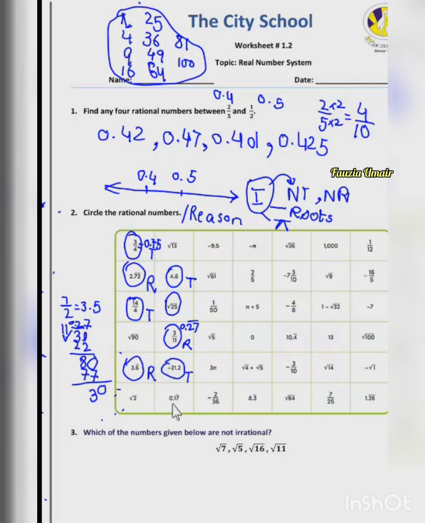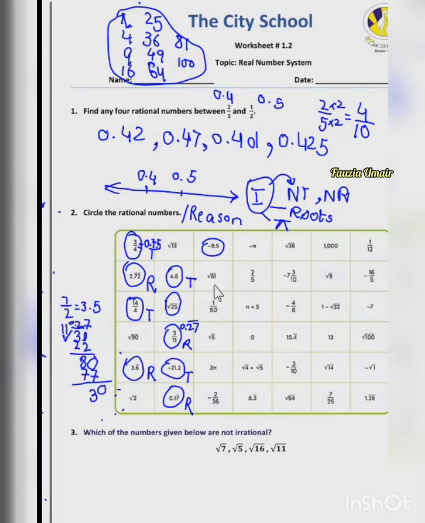Next is 0.17 with a bar. It's recurring. It's a rational number because it is recurring. Next is minus 9.5. Terminating. So it's a terminating decimal. We will circle it. Next is square root of 61.